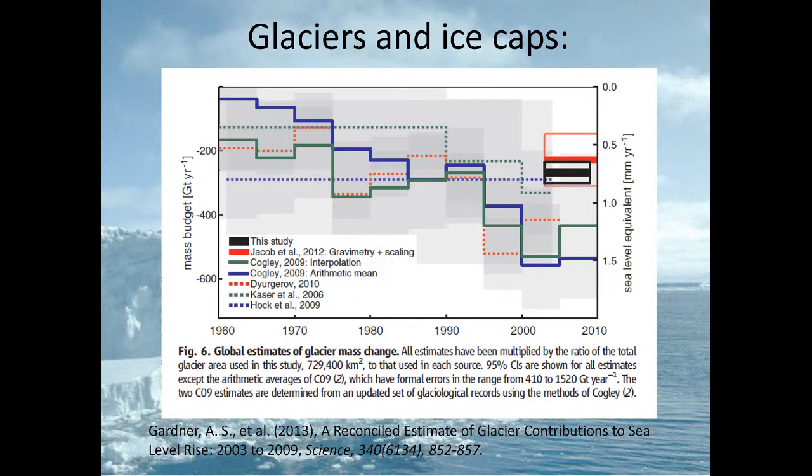These are the two estimates. Well, this black box is the estimate from this very recent paper that was cited very extensively in AR5 for glaciers and ice caps. These observations come from both ICESat altimetry estimates of volume change and GRACE. And the width of the bar is meant to indicate the uncertainty in these observations.